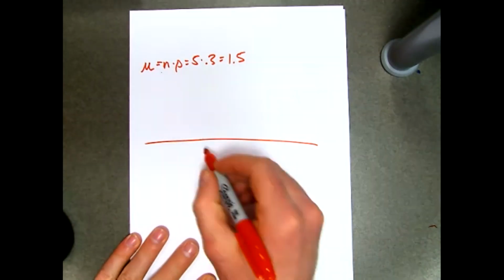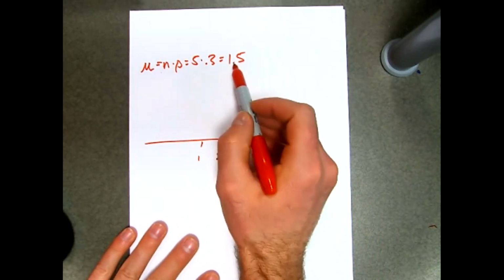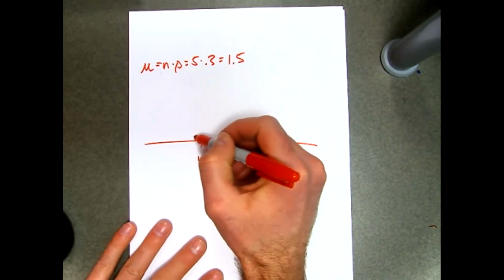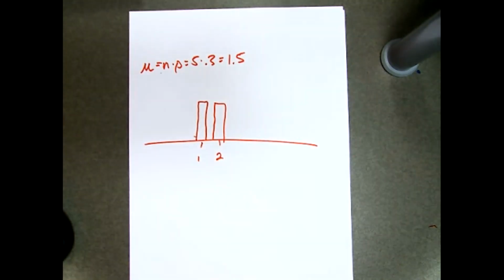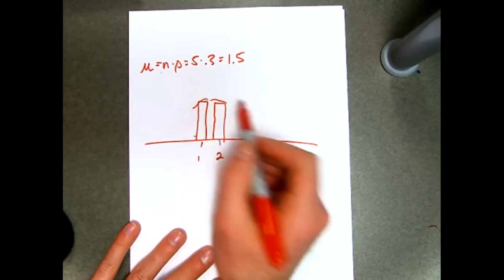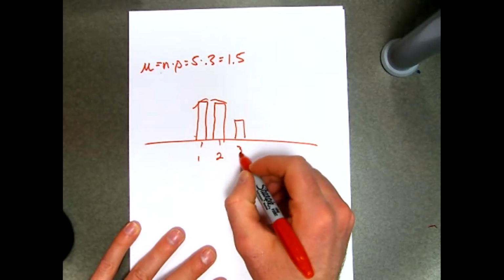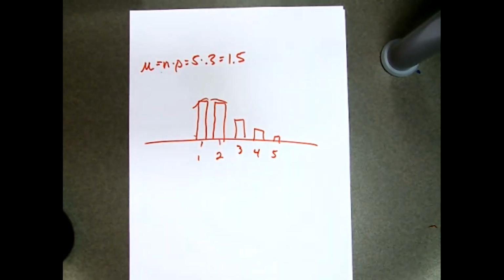We can't see 1.5, but we can see 1 and 2, right? So if you ever end up with a mean that has a decimal, the most likely outcomes will be the 2 values on either side. And then as we move further from that mean of 1.5, the probability of outcomes further from that point will start to decline. Okay? So we know that 1 and 2 will be the most likely outcomes, so they should have relatively high probabilities.